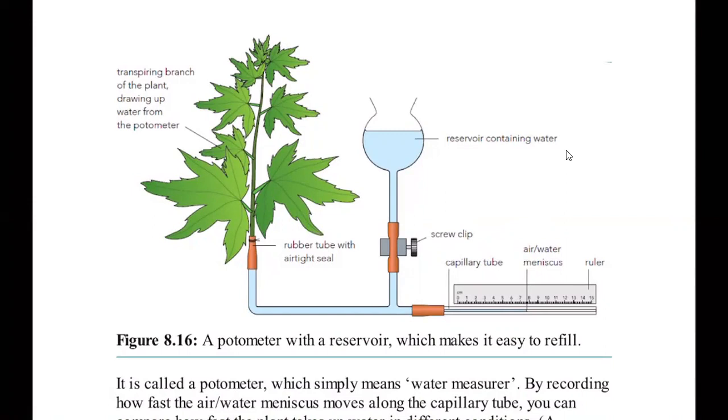Now we move on. Then we want to attach the glass tubing to the leafy plant, and we have used a rubber tube with an airtight seal. So again, they ask, why the airtight seal? Because we don't want air to enter this water column and break the water column. So we are trying to simulate what is actually happening in the real world scenario inside the xylem.